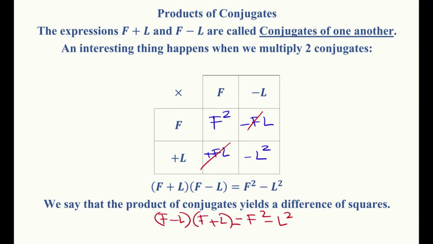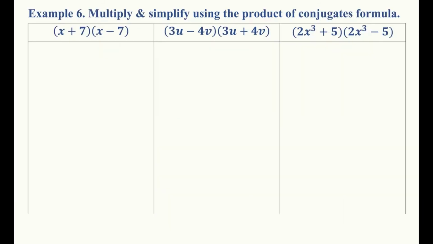Let's go ahead and apply it. Remember, the rule can be used anytime you have a product of two conjugates, f plus L times f minus L. And we know that's going to be a difference of their squares. So, do we have that here? Of course, we have the sum of two terms and the difference of the exact same two terms. So what are those terms?